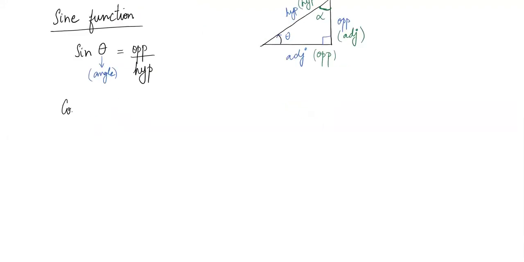Then we have cosine function. Cosine function, the shortcut is cos. Again, it's the same angle theta that I'm interested in. And that is defined to be adjacent over hypotenuse. These are the 2 main functions, or trigonometric functions, that we will use to generate the remaining 4 to form 6 trigonometric functions.